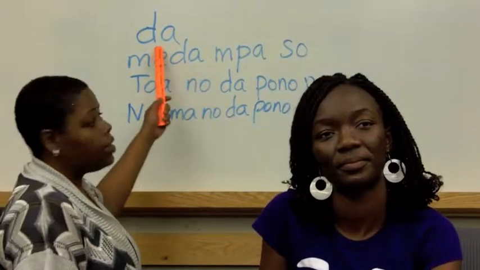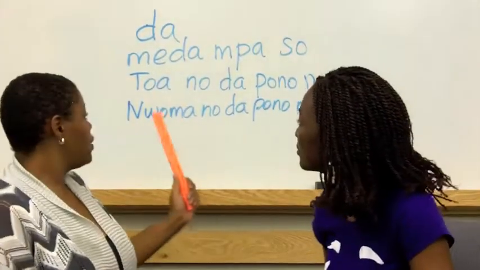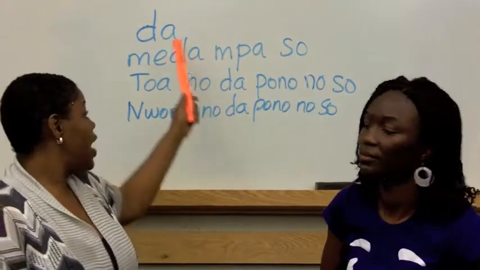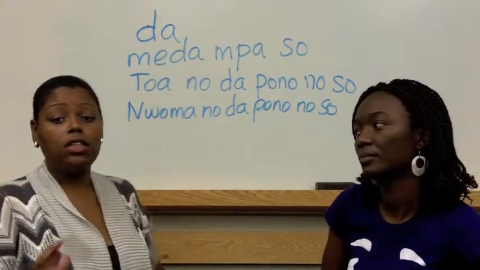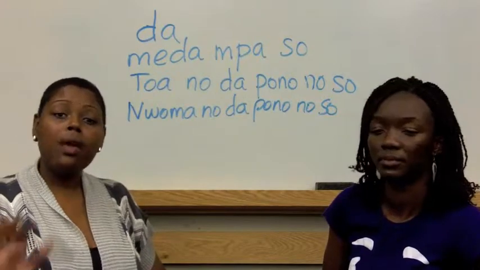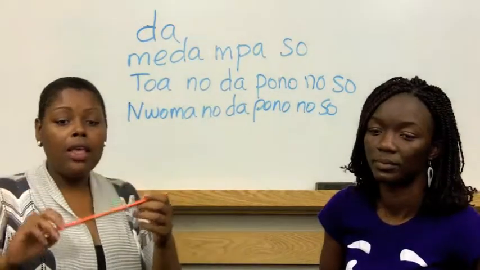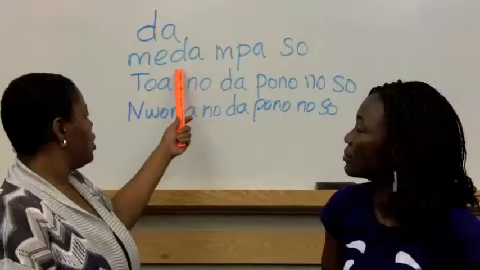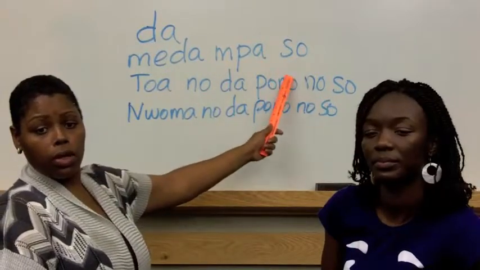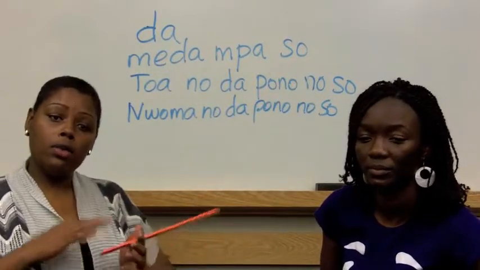Now let's consider da. Unlike jina and te, da does not apply to humans and animals alone. It describes anything that is located in a horizontal position. If I'm lying on a bed, I'd say meda mpaso, which means I am lying on the bed. Now look at this bottle. Bottle is toa. If Akuya places the bottle in a horizontal position like this, we'd say tuano da ponanoso.